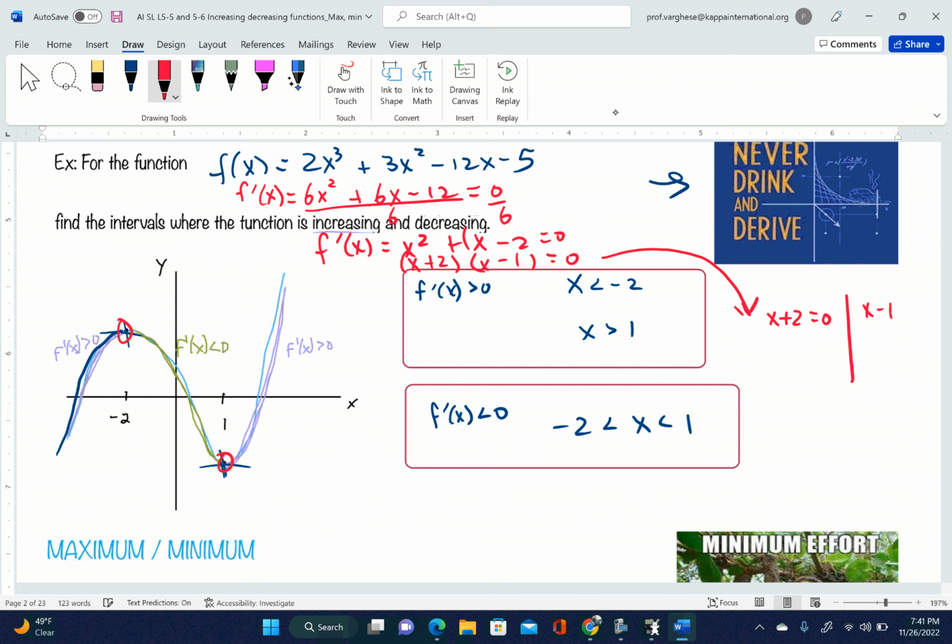and x minus 1 equals 0. So I subtract 2 from both sides, and I get x is equal to -2 is one answer, and if I add 1 to both sides, I get x is equal to 1. And look, magically, this is where our max and our min are.